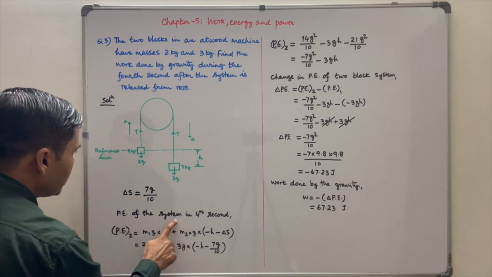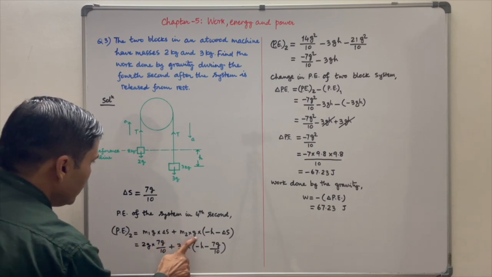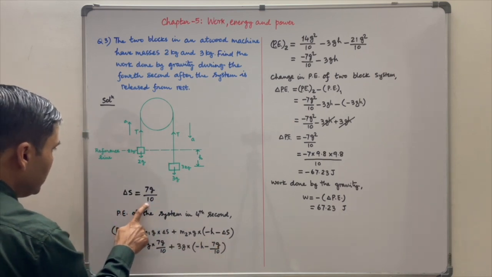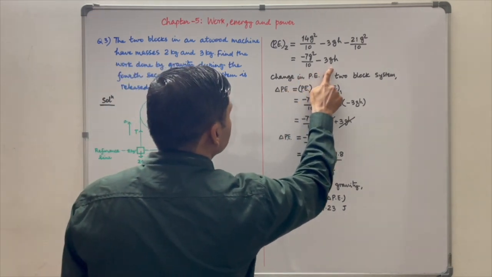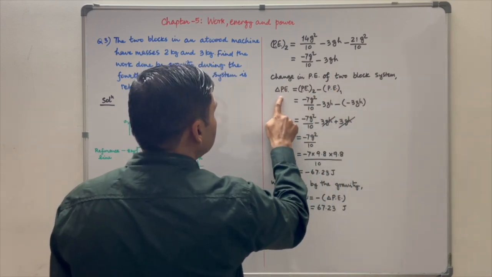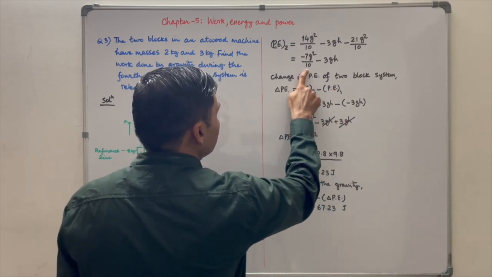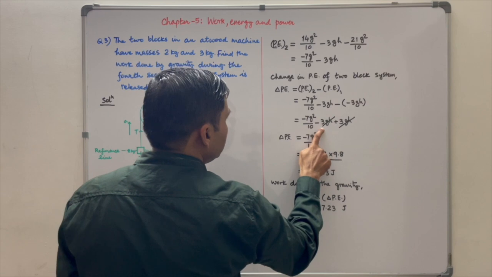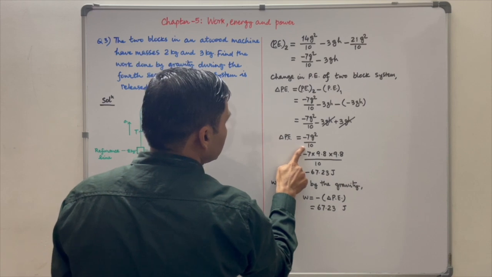So the potential energy of the system in 4 seconds will be m1g into delta S plus m2g into minus h minus delta S. Put the value of delta S equal to 7g by 10. So PE2 is equal to minus 7g square by 10 minus 3gh. So the change in potential energy of the two block system is delta P equal to PE2 minus PE1. PE1 is equal to minus 3gh, so minus 3gh plus 3gh will get cancelled. So delta P is equal to minus 7g square by 10.